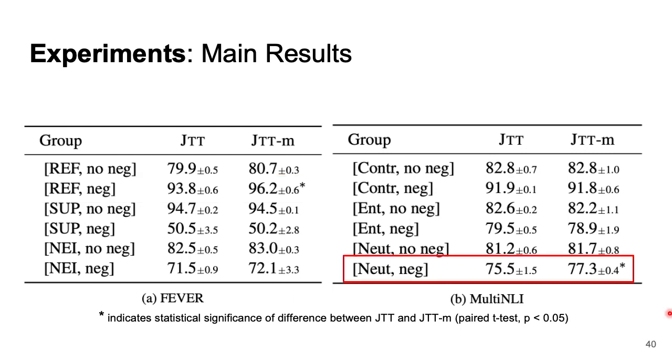For the multi-NLI dataset, our method has a significant improvement on the worst group, the neutral class with negation, while maintaining the same average accuracy as JTT.